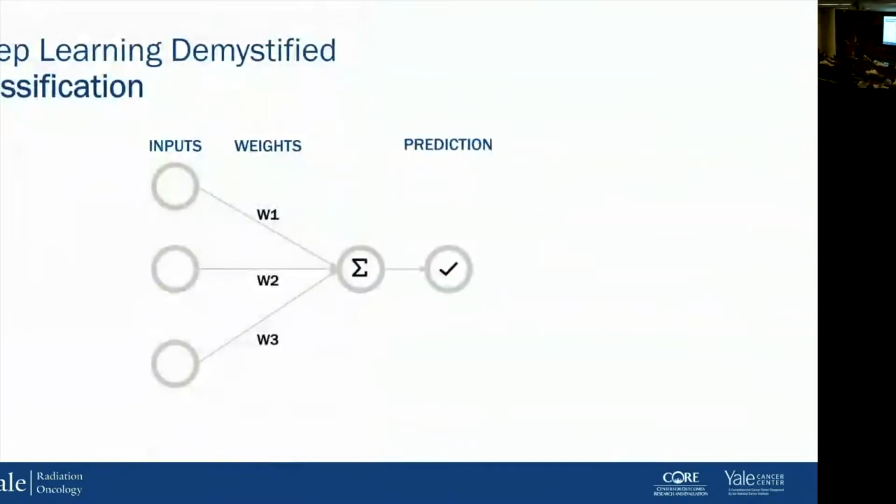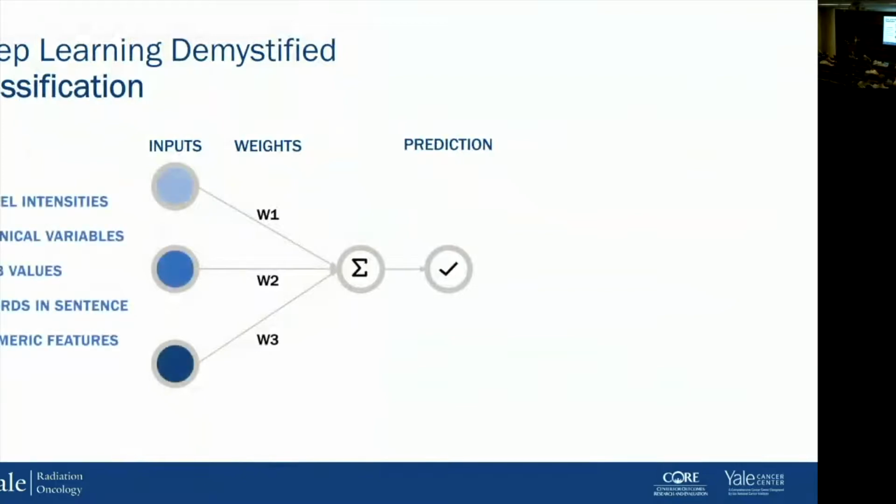A common way in which we apply deep learning technology is in the area of classification. Right here is a simple classifier in which we have inputs, weights, and a prediction. This can be a regression or any sort of technique. When we're thinking about inputs, they could be pixel intensities, clinical variables, lab values, words in a sentence, numeric features, so any sort of input data that you want to put in. The weights are really parameters with which you optimize the function that is modeling your data. They could be coefficients in your regression, or, as we'll see here, the weights in the neural network.